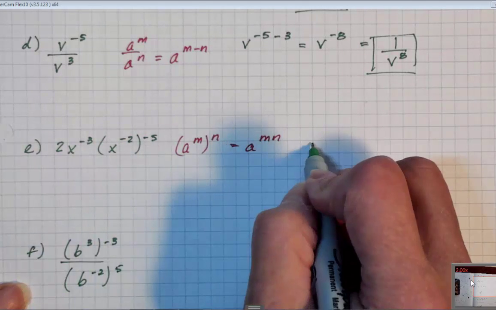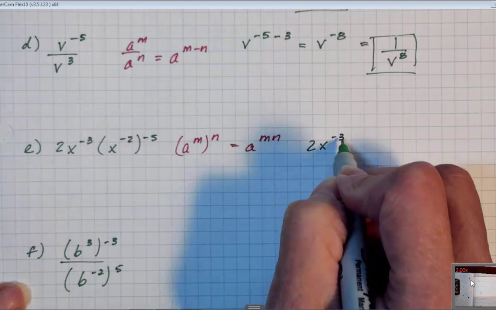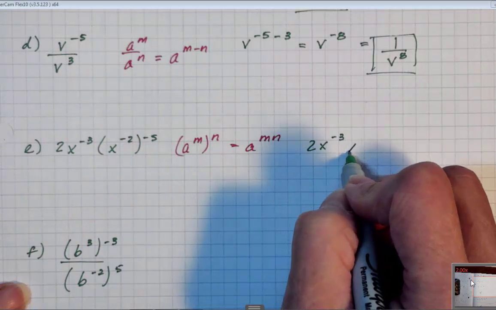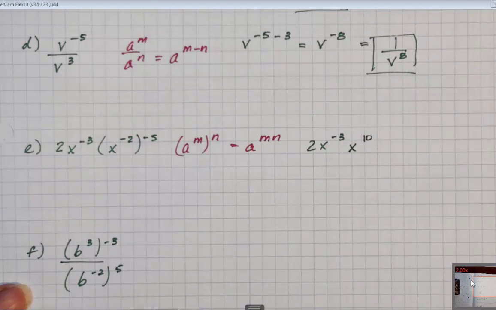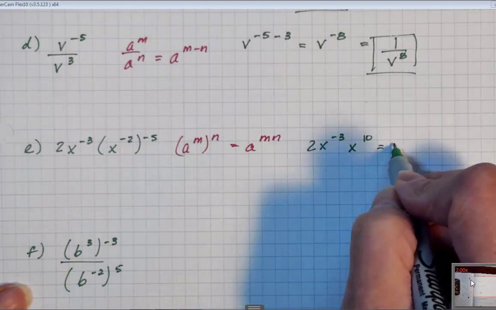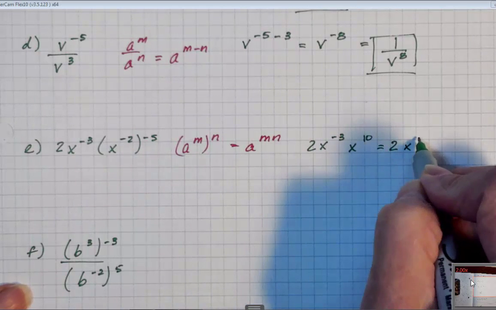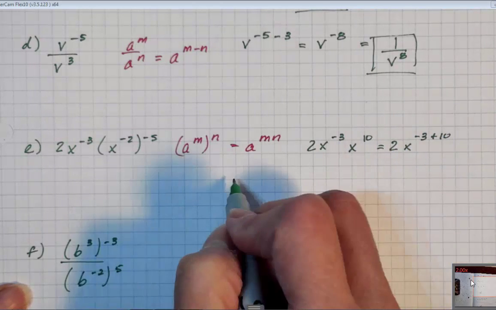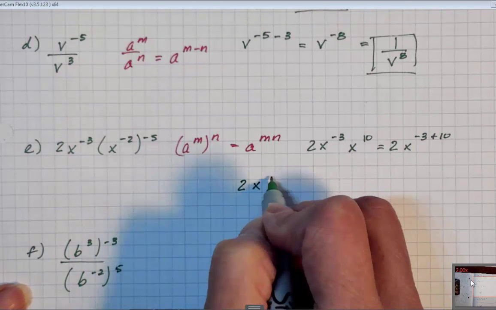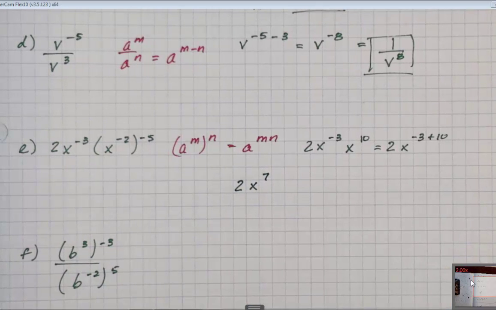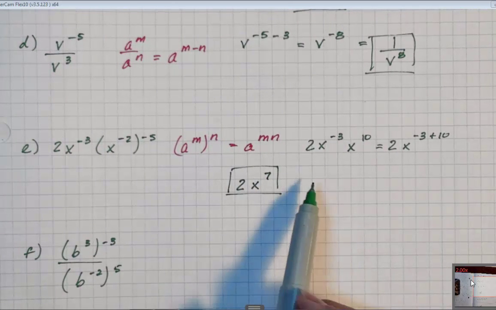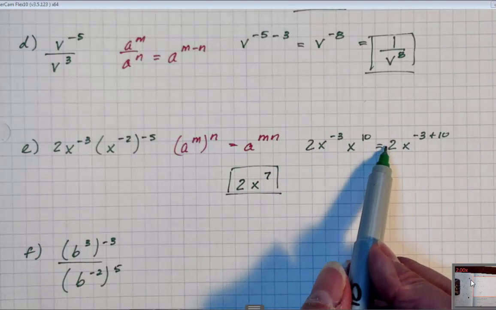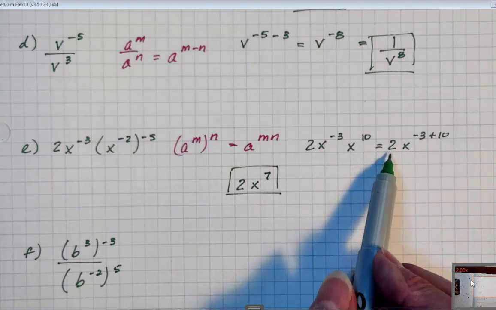I'm going to leave the 2x to the negative third outside. When I multiply these two, negative 2 times negative 5 gives me a positive 10. Then I'm going to go ahead and use my product rule. So I have 2x to the negative third plus 10. And then simplifying that gives me 2x to the positive 7th. On this particular problem, notice that it's not 2 that's being taken to any of these exponents, so I don't need to do anything with the 2 except just bring it along for the ride.